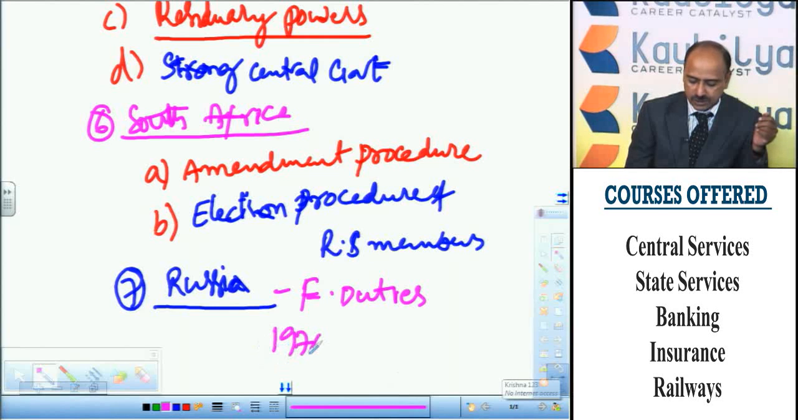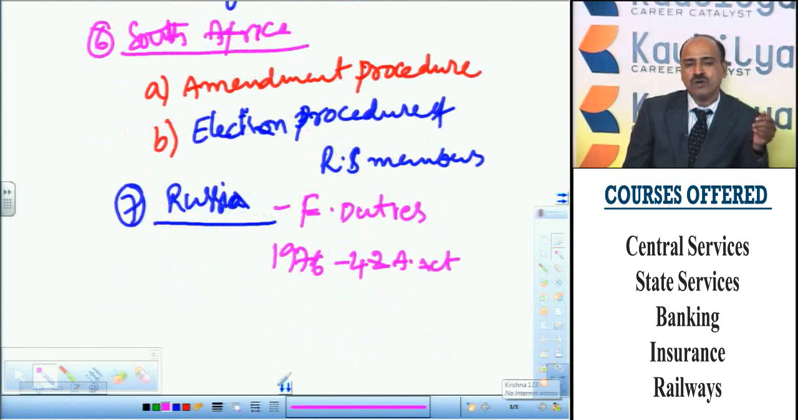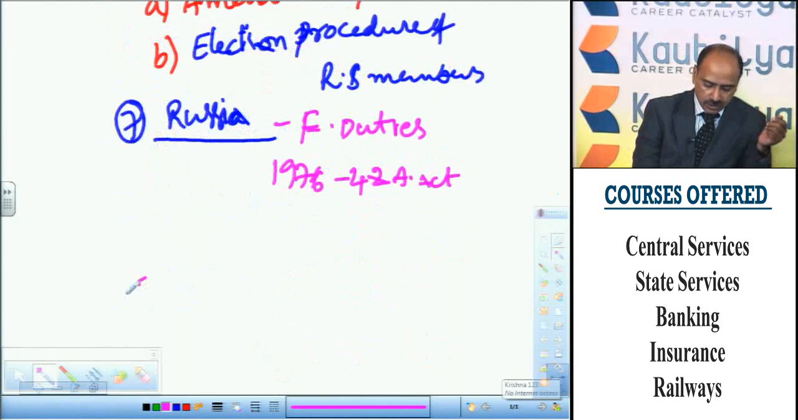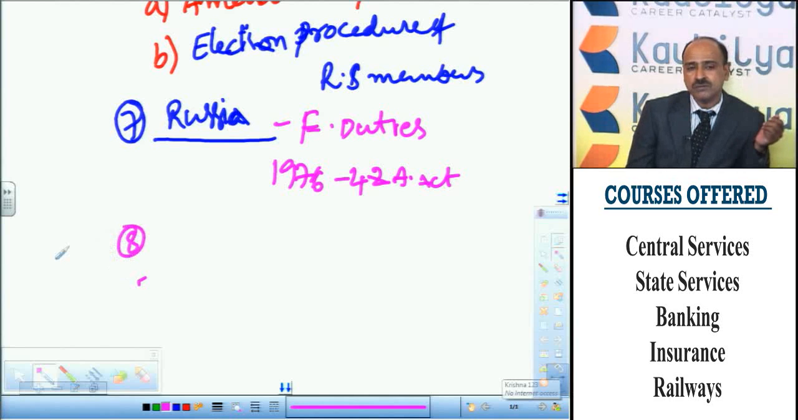in 1976 through the 42nd Amendment Act. Basically our experts had given only fundamental rights, but in a later period fundamental duties were also added. Next, the eighth source of our constitution is Australia.